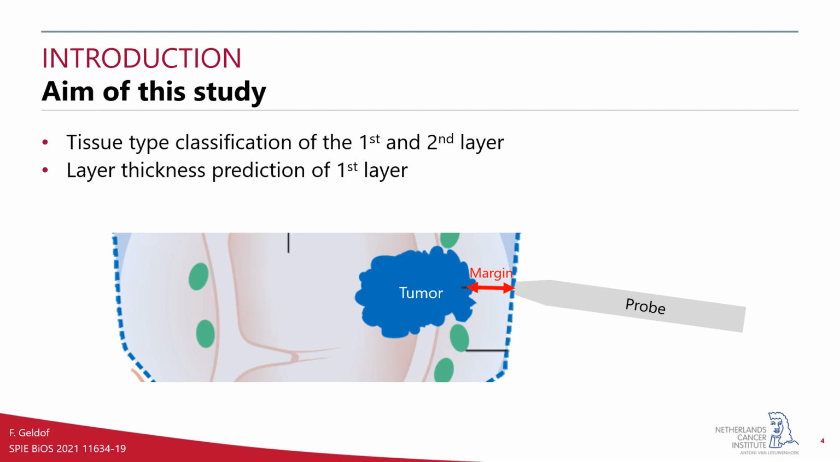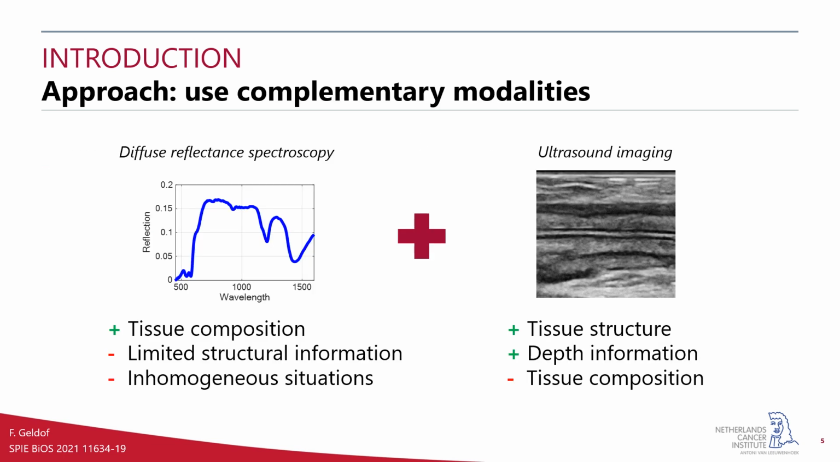Therefore, we focus on two aspects: classifying the tissue types of the first and the second tissue layer, and also predicting the thickness of the first tissue layer. To facilitate this, we propose to combine diffuse reflectance spectroscopy with ultrasound imaging. Diffuse reflectance spectroscopy gives us information about the tissue composition, but there is a lack of structural information. Therefore, we expect it to be difficult to use this technique alone for more complex and inhomogeneous situations.